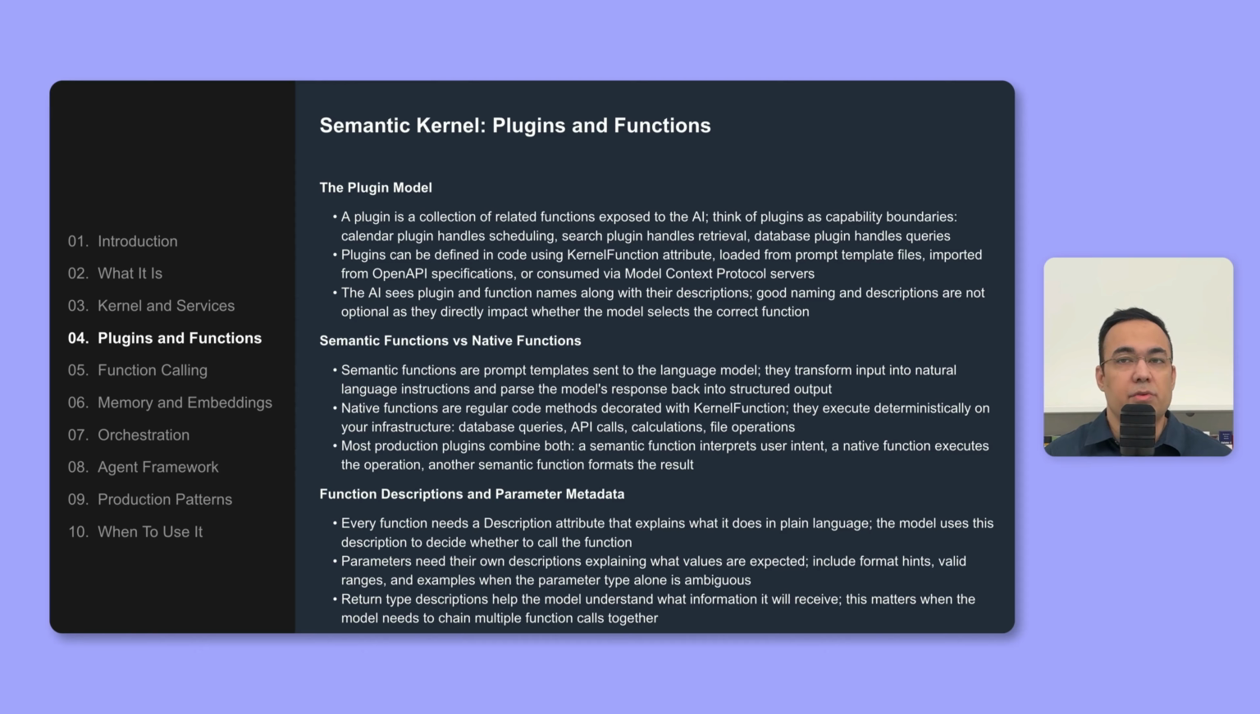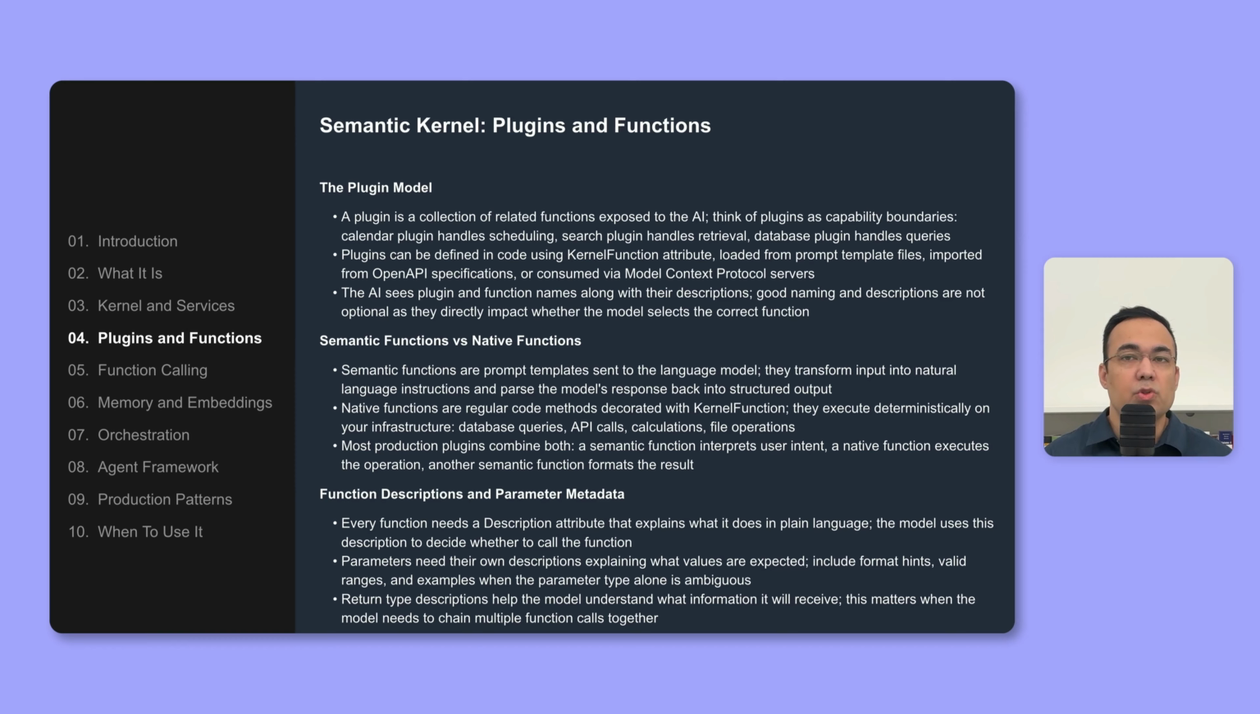Now let's distinguish between the two types of functions. Semantic functions are prompt templates that the kernel sends to the language model. They transform input into natural language instructions and parse the model's response back into structured output. Native functions are regular code methods decorated with the kernel function attribute. They execute deterministically on your infrastructure. Database queries, API calls, calculations, file operations, these are all native functions.